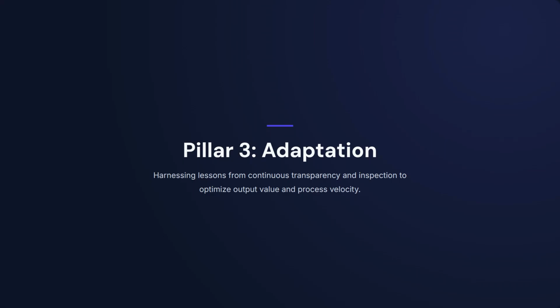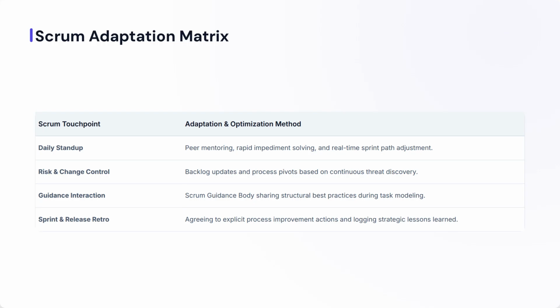Now, if you inspect something and find a problem but you don't change anything, you have wasted your time. That's why the third pillar is crucial: adaptation. Adaptation is our response to inspection. When our indicators show we have drifted off course, we pivot immediately. Let's look at how adaptation is built into the core loops of Scrum.